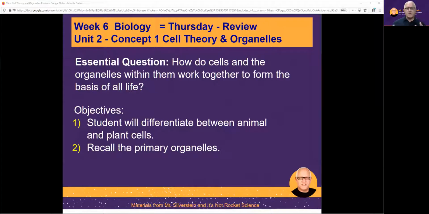So our big question that we've been working with is how do cells and organelles within them work together to form the basis of all life? And you'll be able to differentiate between animal and plant cells, and you'll be able to recall the primary organelles. Now remember, there's 18 organelles in all, but we're going to be looking at a bunch of the primary ones today. Remember, these slides are posted for you on Google Classroom. Make sure you're taking good notes, and then just go back and look at the previous sets of slides and video lessons. Update your notes. Let's get started here.